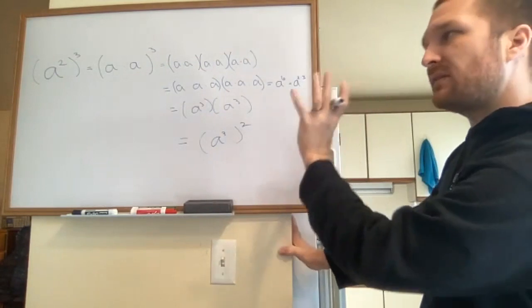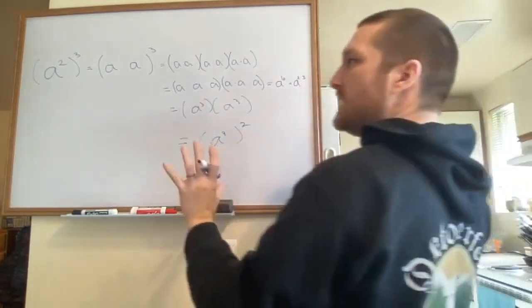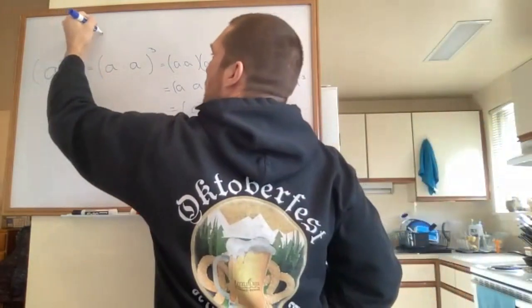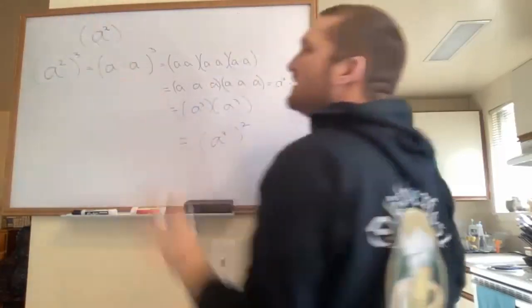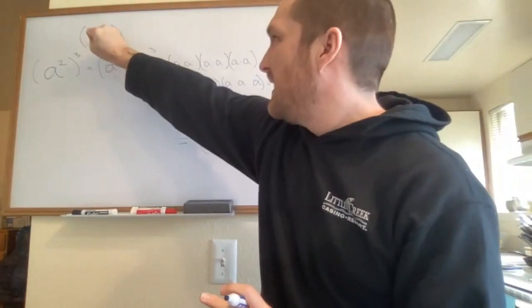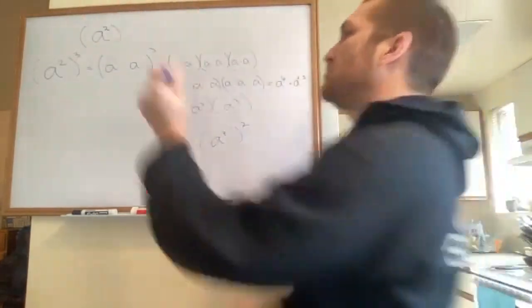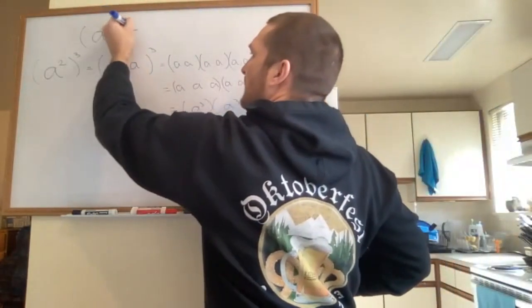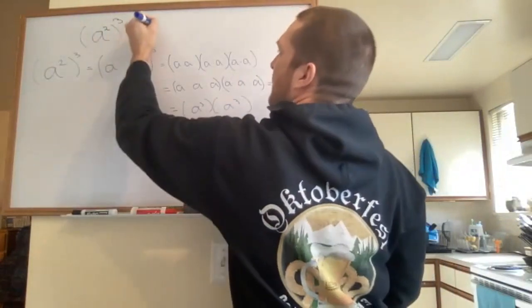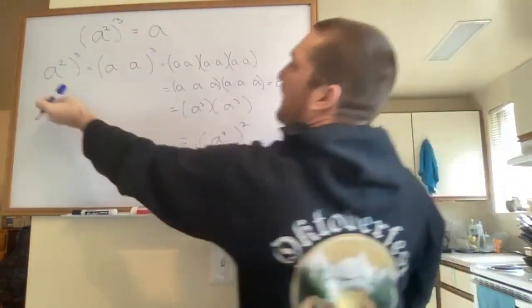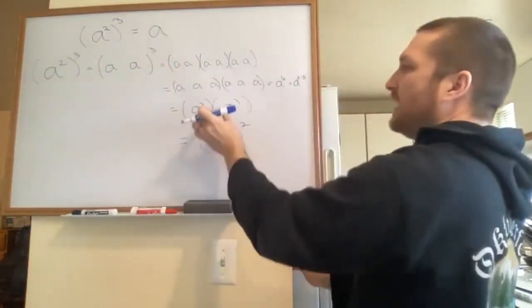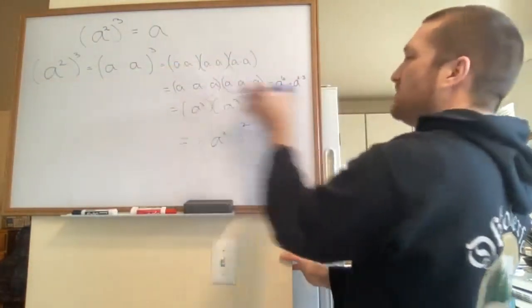So, summing up what I just said: if you have a raised to the 2, and then you take whatever that is and raise that number to the 3, it's the same thing as saying, how many a's would you have? Well, I have 2 a's, and I'm going to do that 3 times. That's just 2 times 3, or 6.